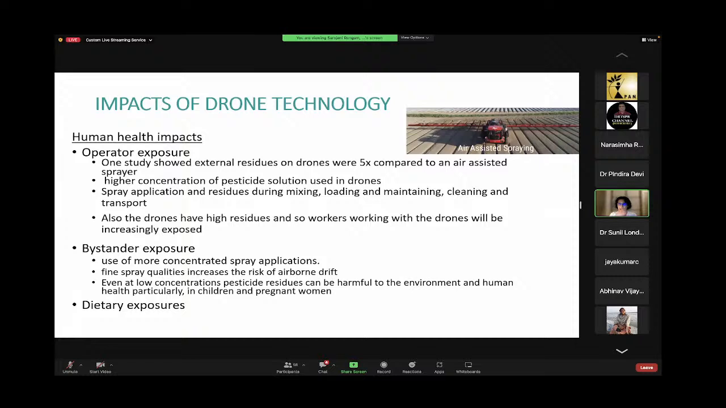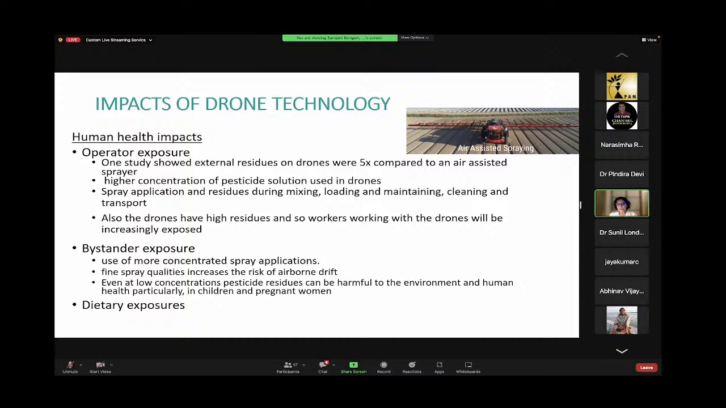In terms of human health impacts, the OECD did a report evaluating drone technology and the impacts, and one study that they looked at showed external residues on drones were 5 times higher compared to an air assisted sprayer. It looks like this, the air assisted spraying, but it's what they use in monocultures, as Dr. Reddy mentioned. This continues to be a major problem in terms of drone technology, because the residues stay in the drone and the operator exposure is higher. This is also because they use higher concentration of pesticide solutions in drones.